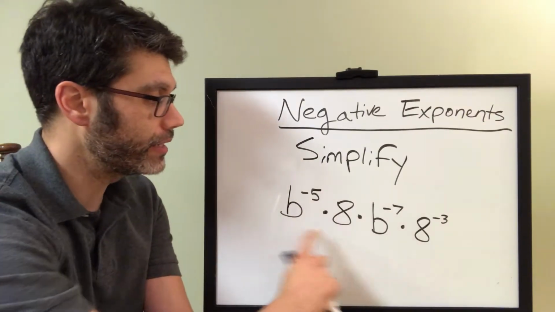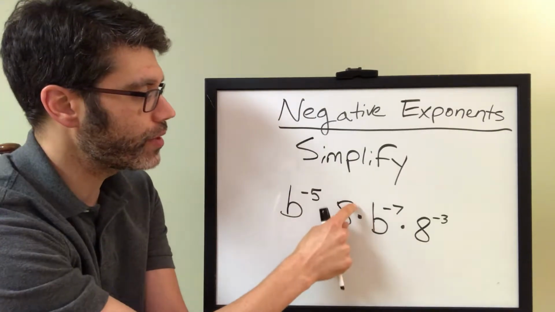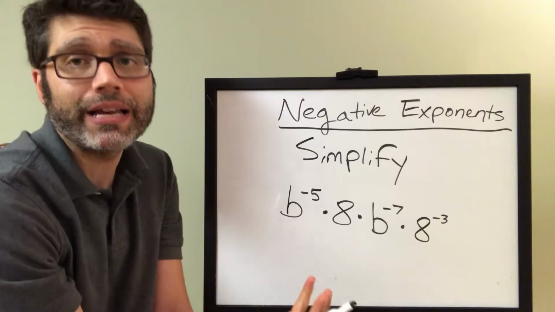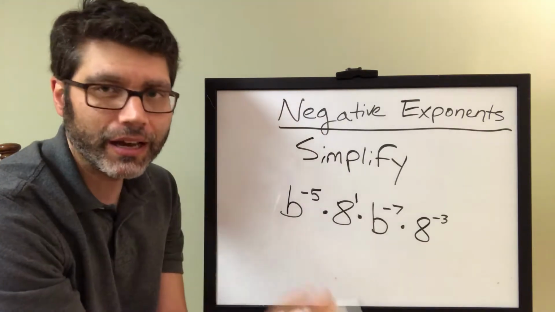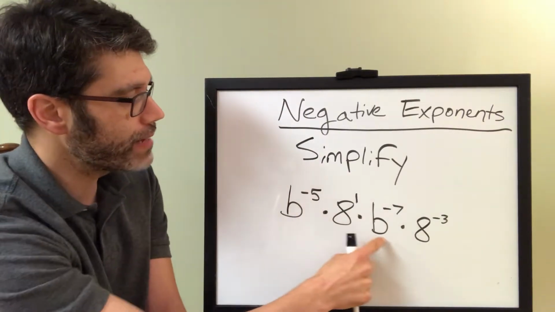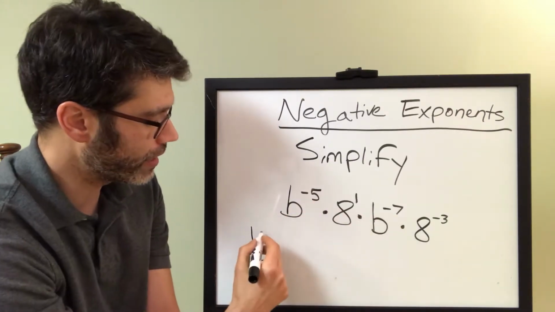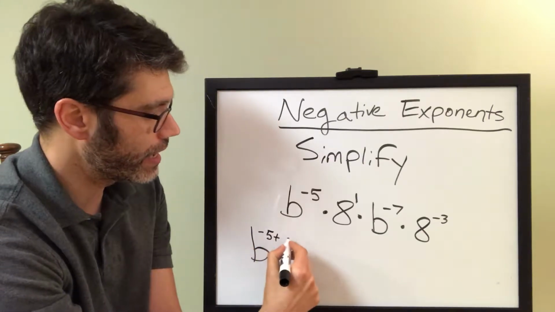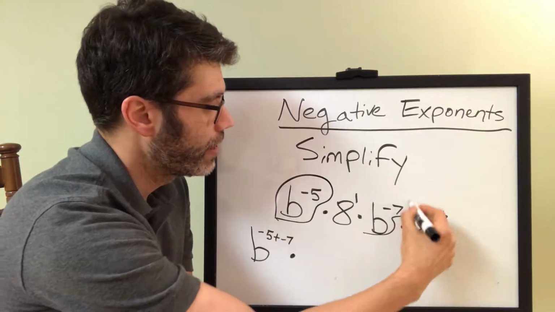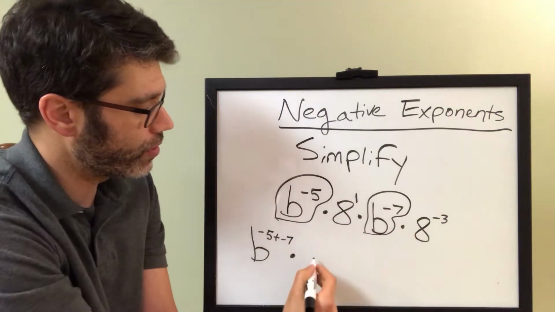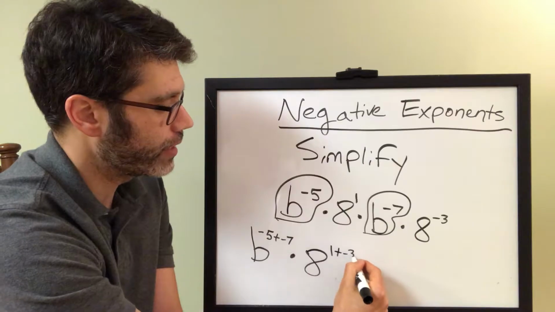So we have some like bases here. The first thing that I would encourage you to do is, if there's something without an exponent, remember it's implied that it has an exponent of 1. So I can always put a little 1 right there. It might help me to do some of this math. Okay, so b and b, these are like bases. So I'm going to write b, the like base, and then we add the exponents. So that's negative 5 plus negative 7, times, and I'm going to circle these because we took care of them, and then over here we have 8 and 8, so we keep our 8, and then it's 1 plus negative 3.